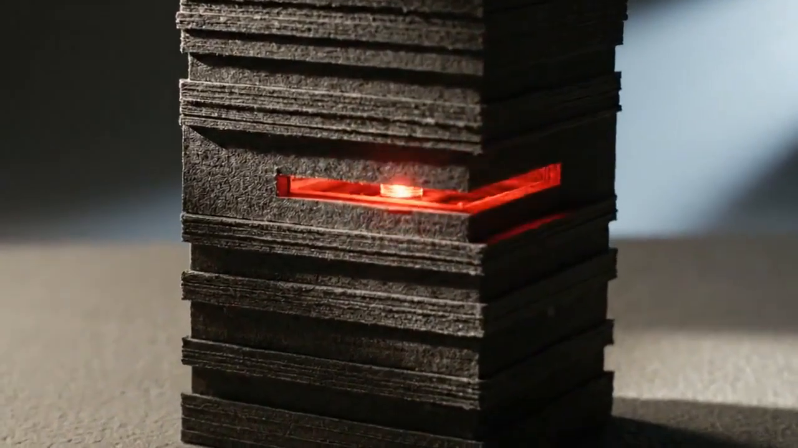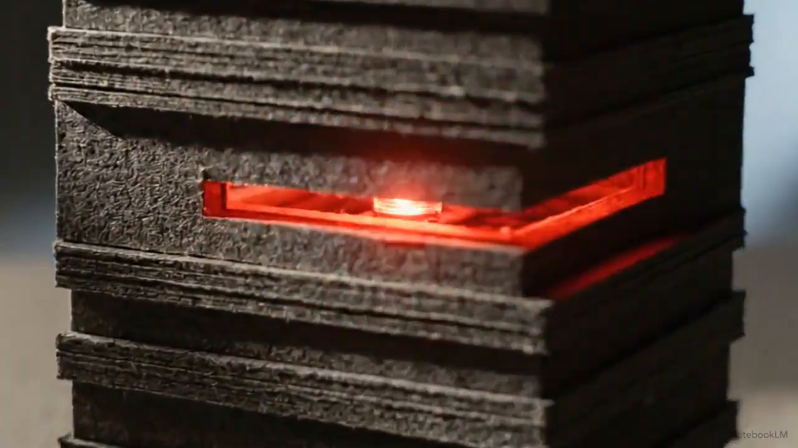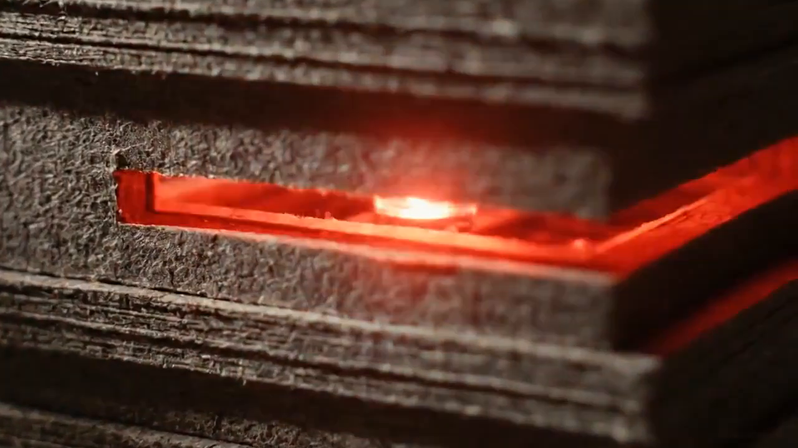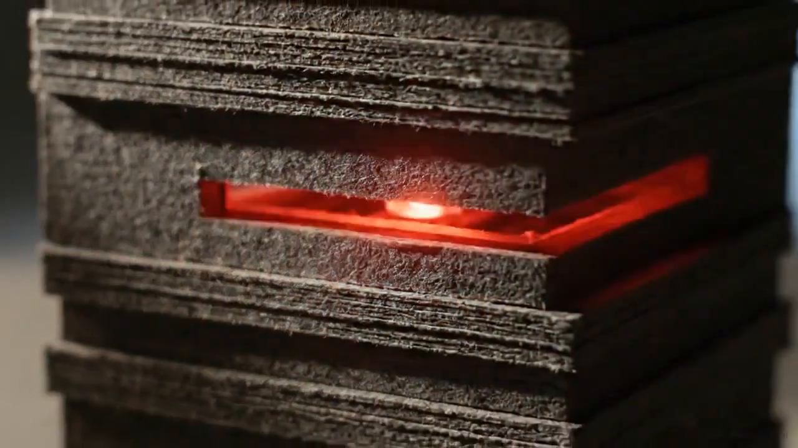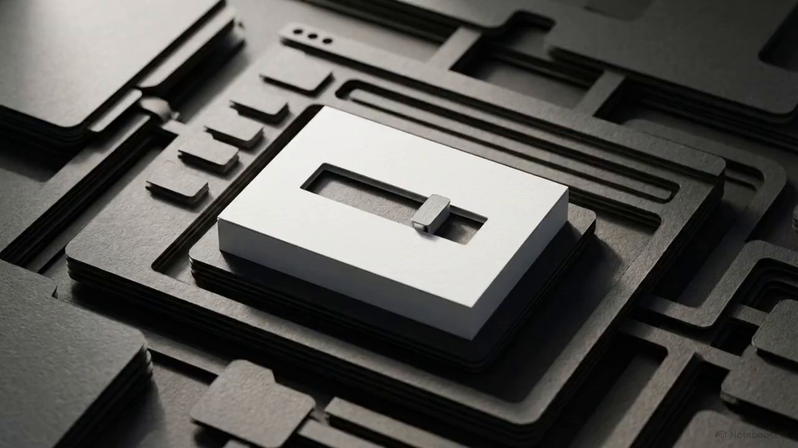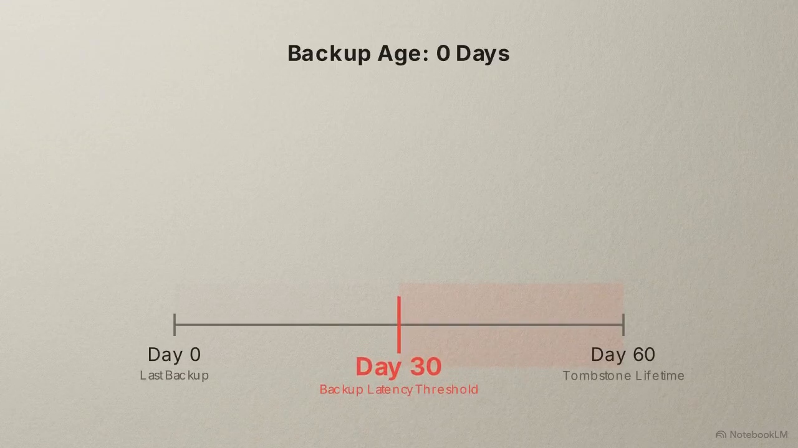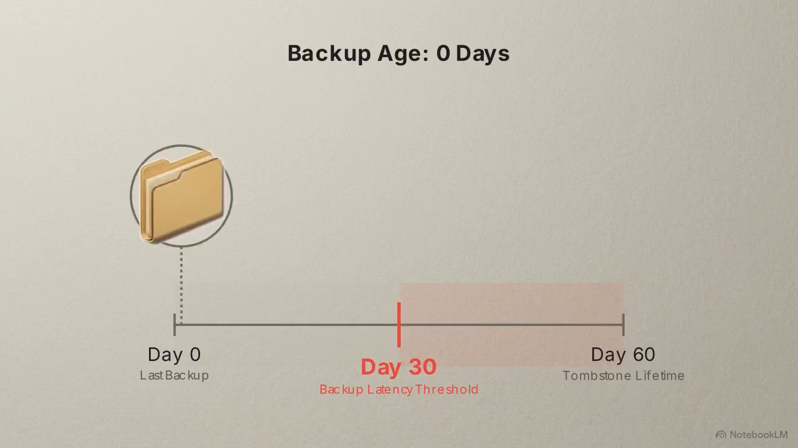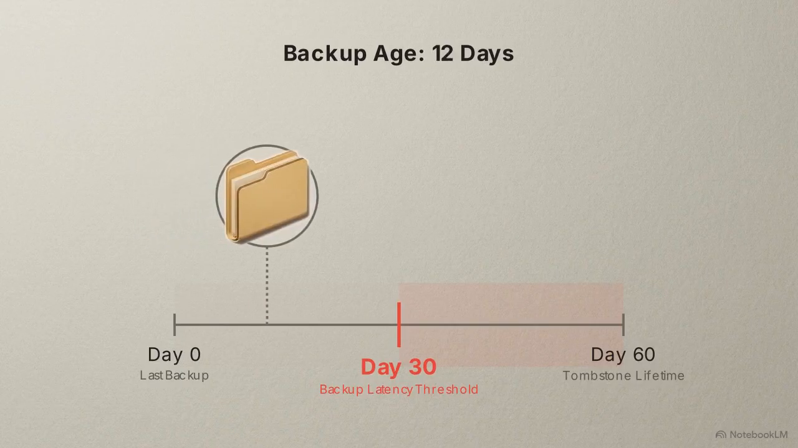Because time is the critical failure point, the system requires an automated failsafe to warn administrators before the timeline collapses. This failsafe is the backup latency interval. It is a precise threshold programmed directly into the system registry parameters to monitor network health. This threshold is mathematically hard-coded to trigger at exactly the halfway point of the forest's tombstone lifetime.